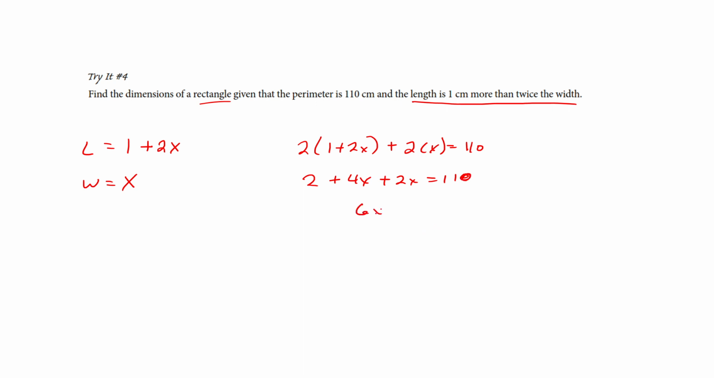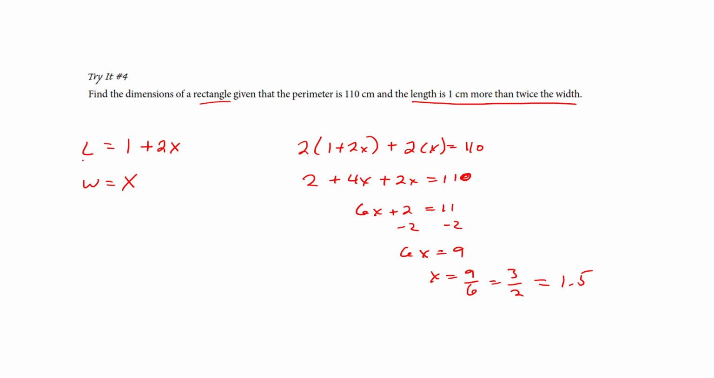Okay, so combine my like terms. Now get it down to a factor puzzle. I've got 6x equals 9. x is 9 over 6, or 3 halves. We're going to call that 1.5.